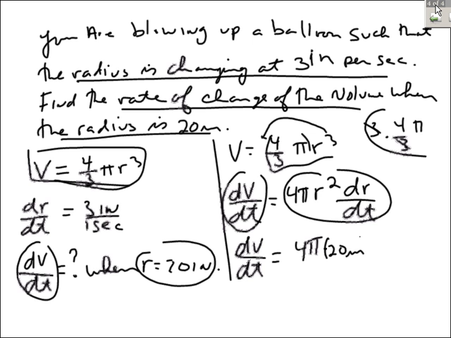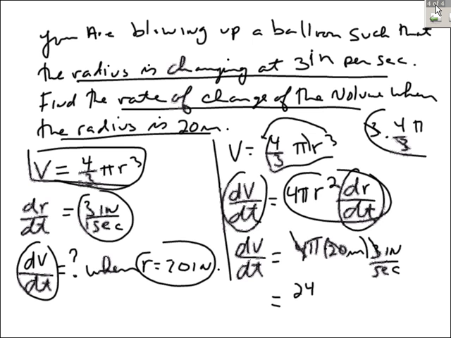20 inches. And the dr/dt they had to tell us, and they told us it's 3 inches per second. 3 inches per second. All right. 4 times 3 is 12. 12 times 2 is 24. So 12 times 20 is 240. Times pi times inch, which is square inches per second.